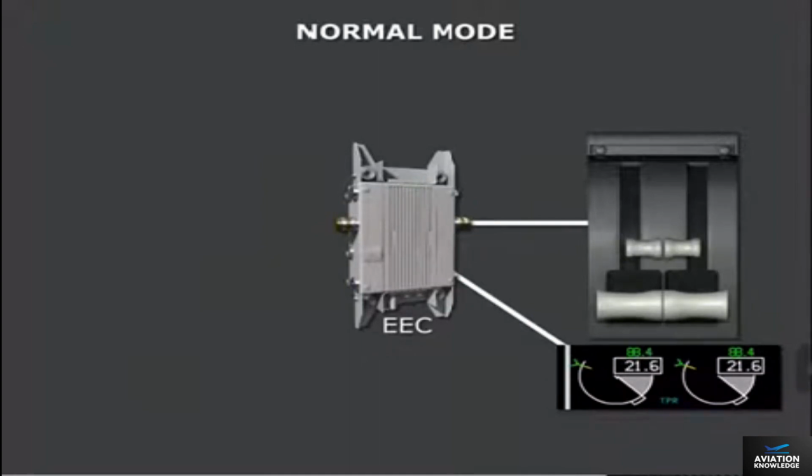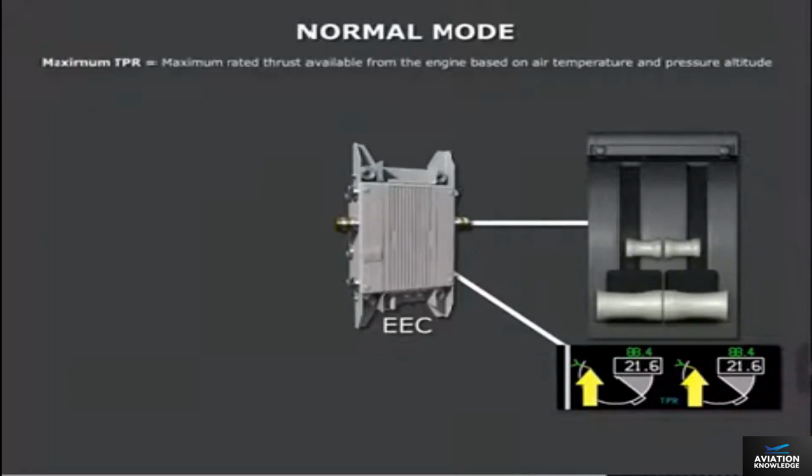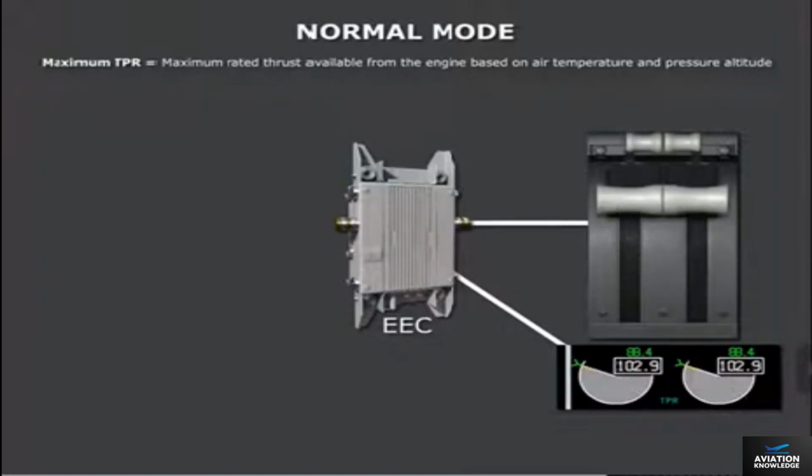TPR is commanded by positioning the thrust levers either automatically with the autothrottles or manually by the flight crew. The EEC also continuously computes a maximum TPR value. Maximum TPR represents the maximum rated thrust available from the engine based on air temperature and pressure altitude. Maximum rated thrust is available in any phase of flight by manually moving the thrust levers to the full forward positions.